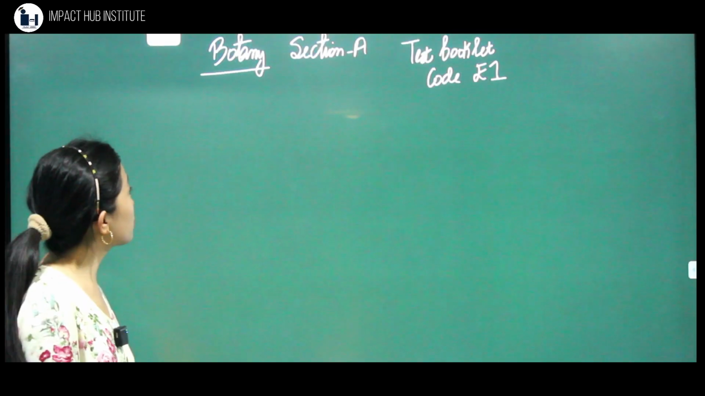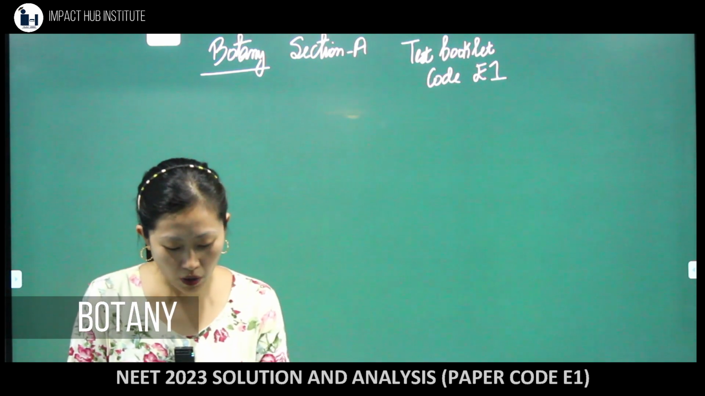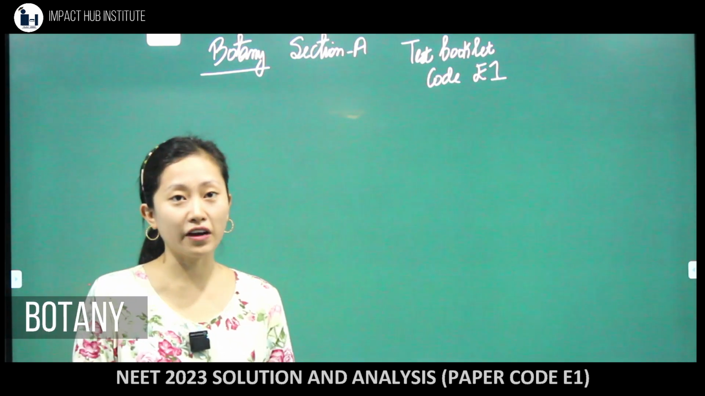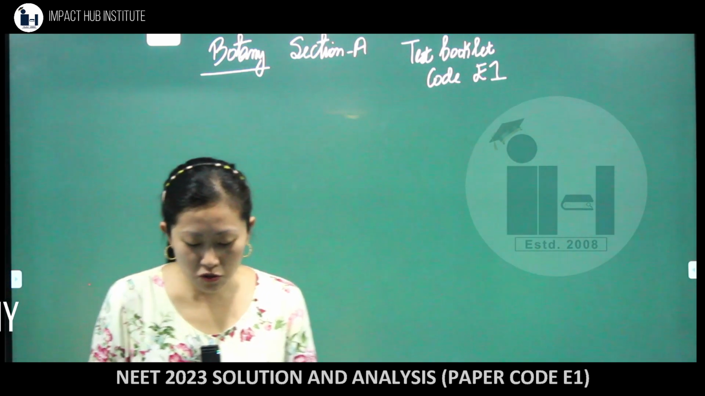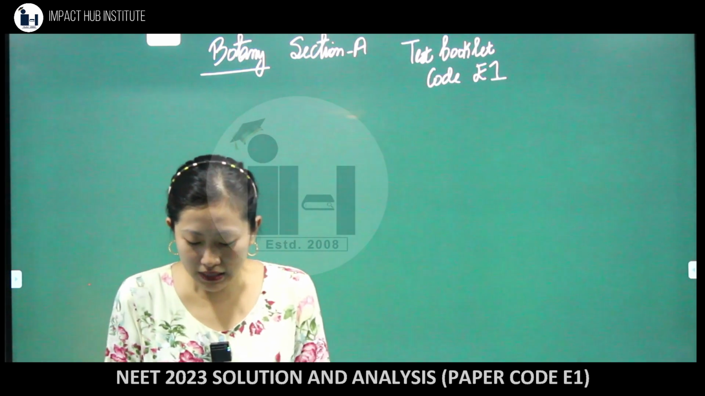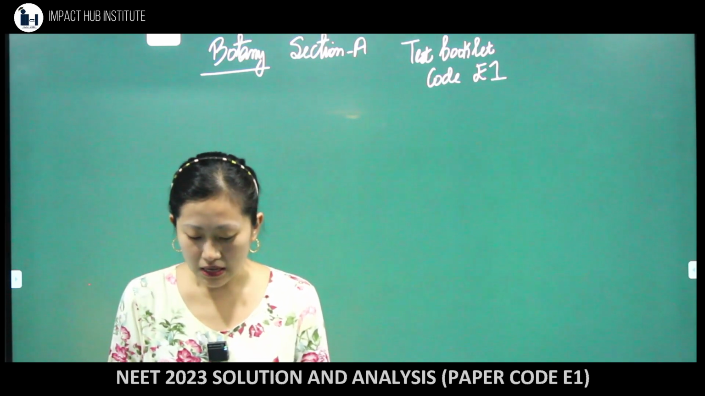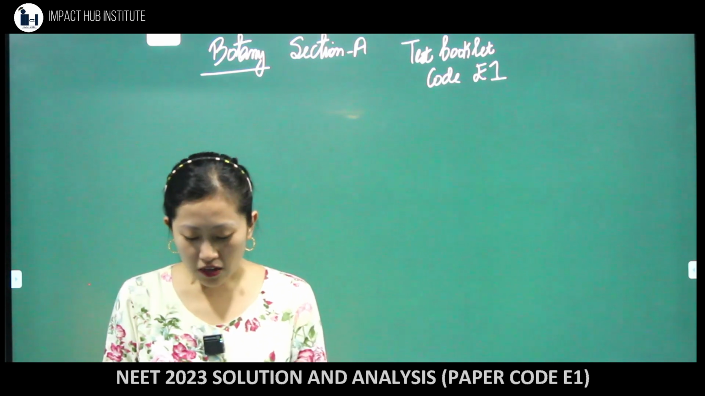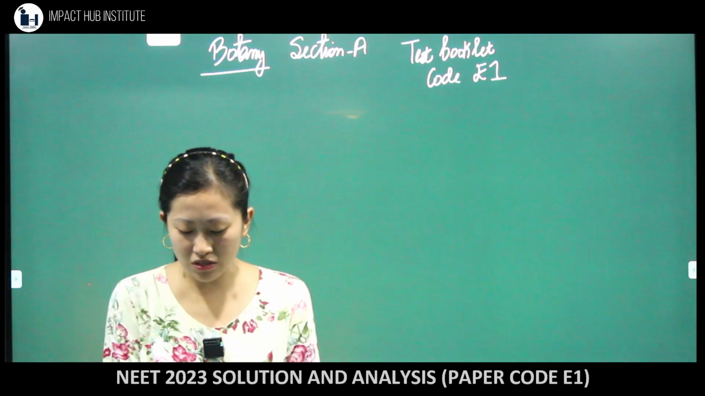Start discussing botany from Section A, that is question number 101 to 135. The booklet that I'm using is of GOT E1. The first question says, given below are two statements, one is labeled as assertion and the other is labeled as reason. Here the assertion says the first stage of gametophyte in the life cycle of mosses is protonema stage.